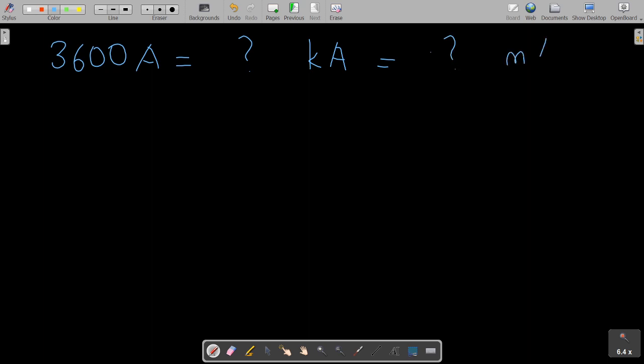Let's see 2 more examples. What if we are given 3600 amps and asked to convert it into kiloamps and milliamps? There's no need to be panicking. First of all, we know that K stands for 10 to the power 3. This means that 1 kiloamp is going to be 1000 amps. But we are trying to convert amps into kiloamps, right?